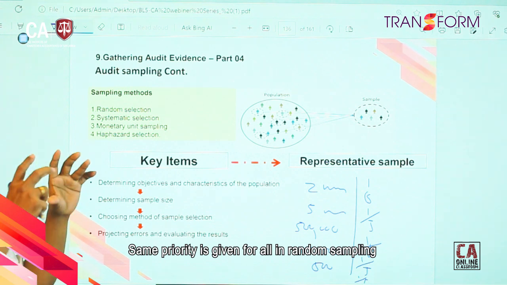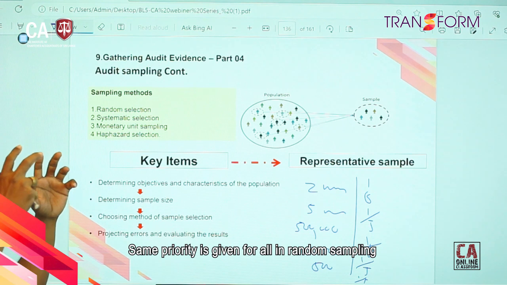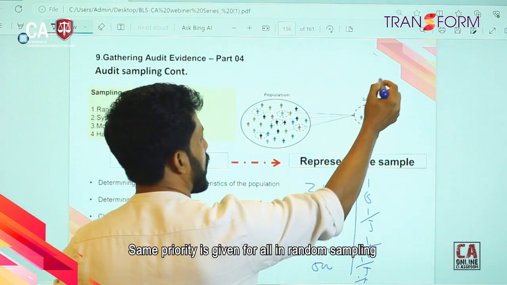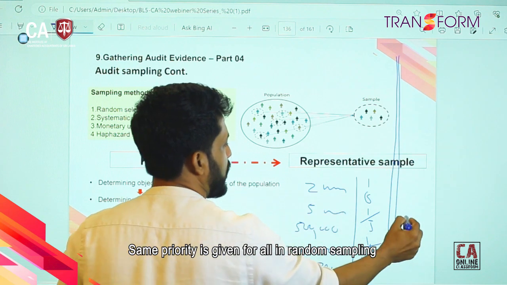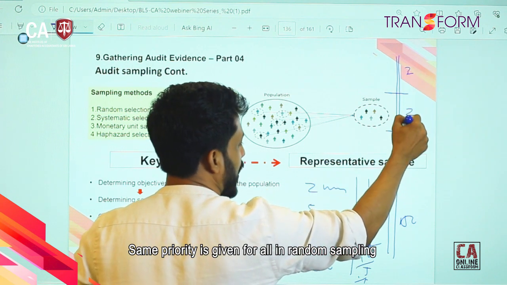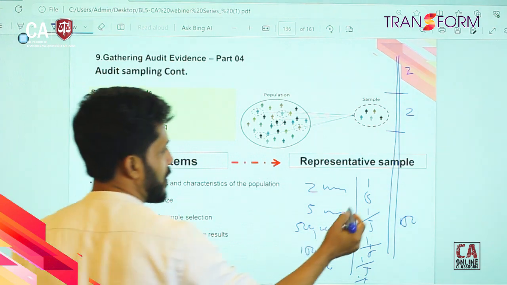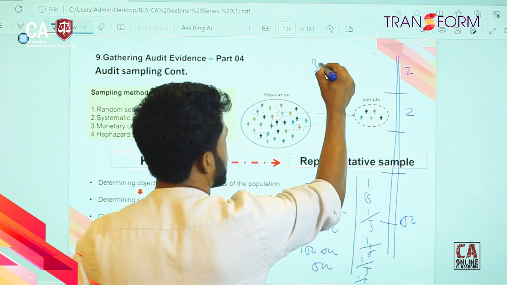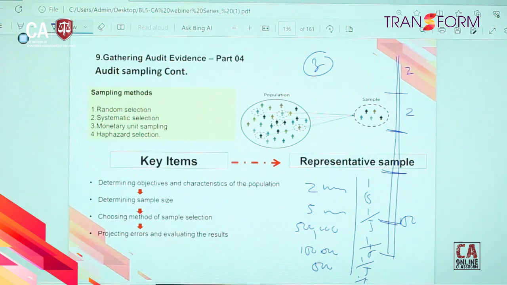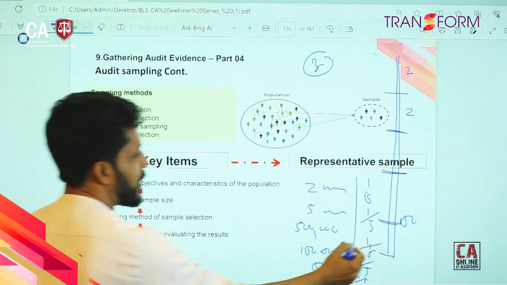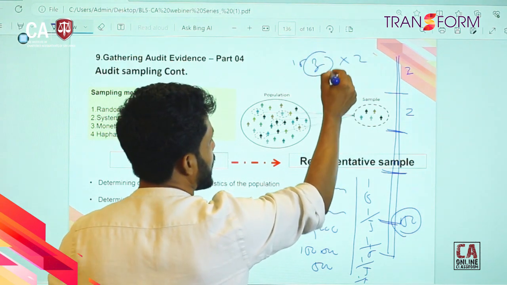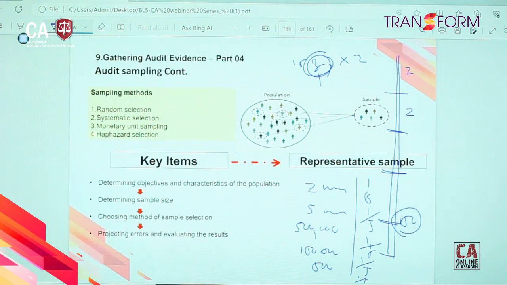Systematic selection: then you have a kind of stratification, a kind of grouping, and a systematic selection. Like in a portfolio you have 150 items, in the first 10 you select 2, in the second 10 you select another 2, and likewise. With 15 intervals for 150 items, 2 into 15, 30 items will be selected. That is called systematic selection, right.